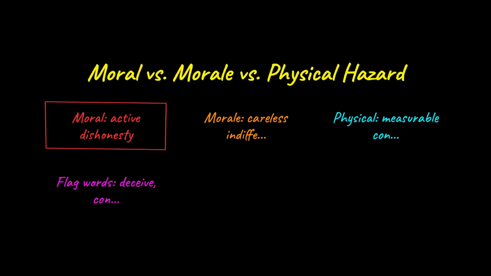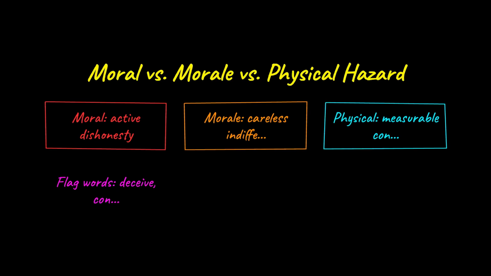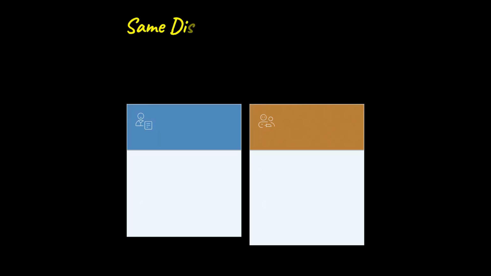The exam loves this distinction. Moral hazard is active dishonesty, the deliberate choice to deceive. Morale hazard is passive carelessness, like the driver who stops locking an insured car. Physical hazard is just a measurable condition. Watch for words like deliberate, conceal, misrepresent, and fraud.